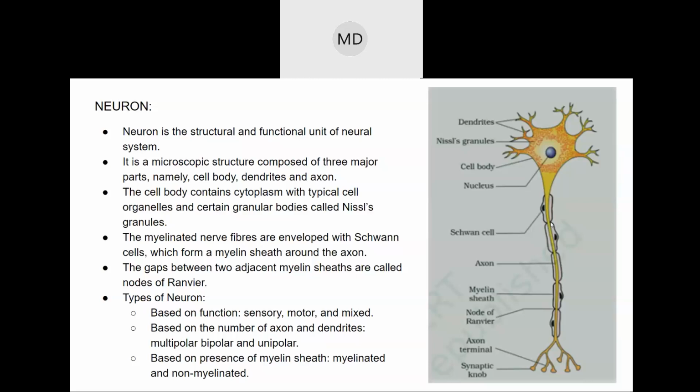That portion is known as the node of Ranvier. This one, the node of Ranvier. And this one is the axon. This axon ends here, and then it looks like a tree root, right? So this portion is the axon terminal, and these round portions are the synaptic knobs.